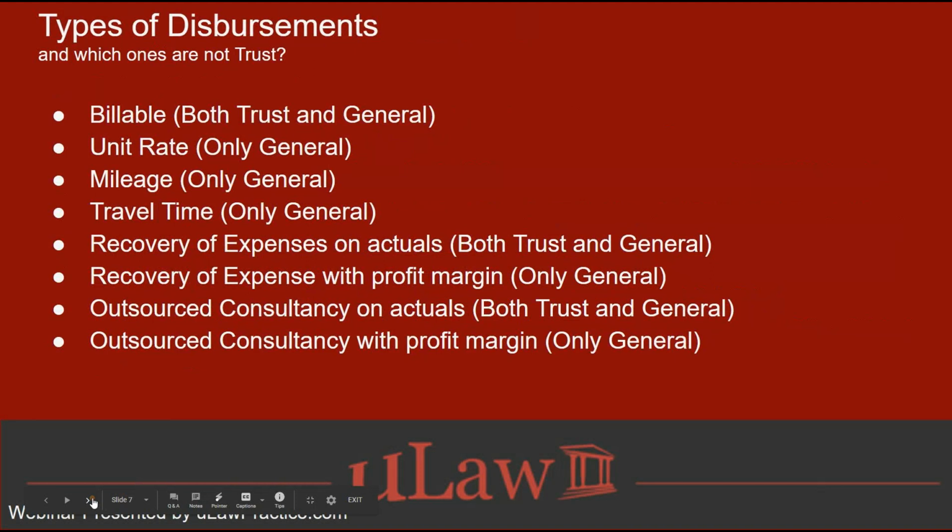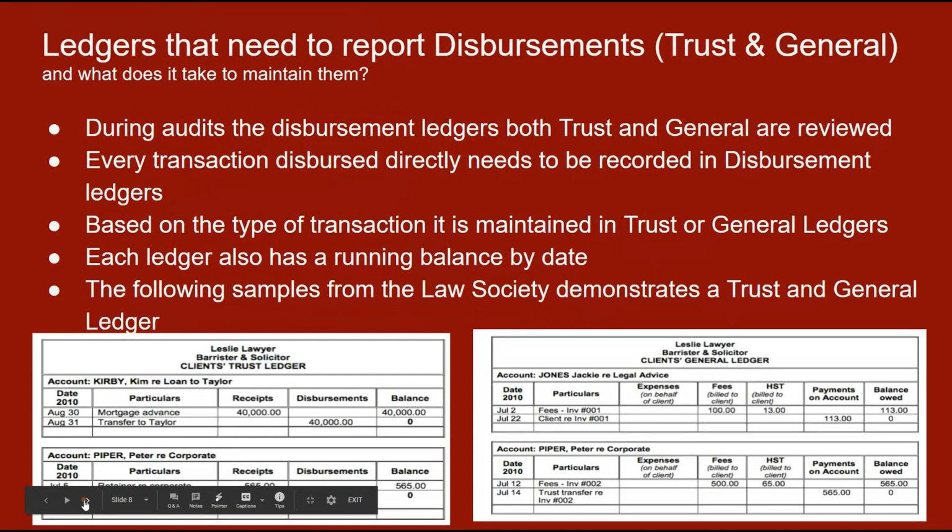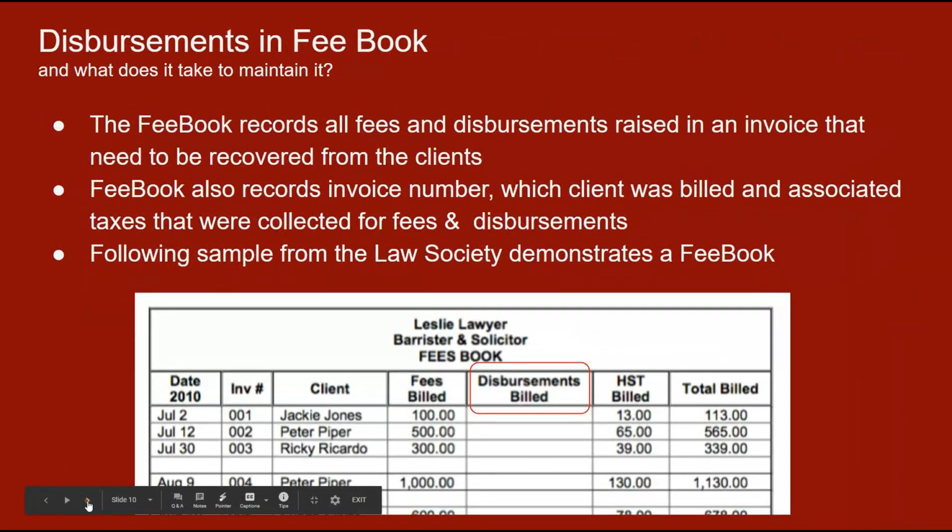The types of disbursements, of course, we looked at the 2 quick thumb rules, if you will. If you're recovering the expenses or disbursements on actuals, both trust and general work. If they're not on actuals, and have a profit or loss margin, please use the general account to pay for these disbursements. And last but not the least, we looked at the Law Society documents: the Disbursement Ledger, the Disbursement Journal, and the fee book.